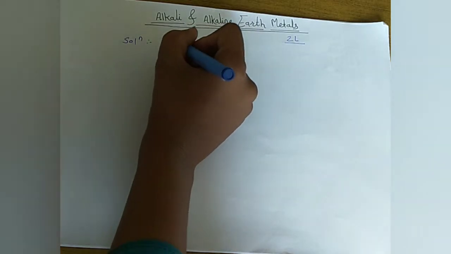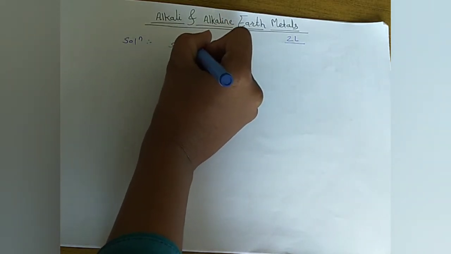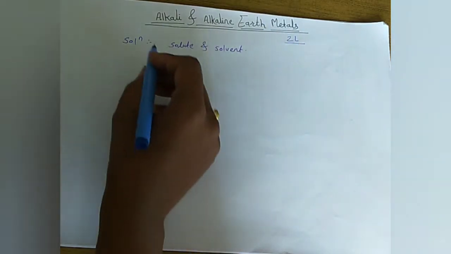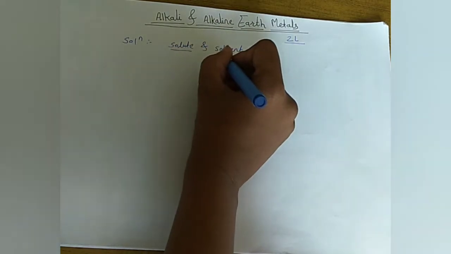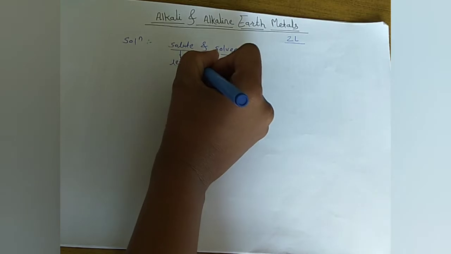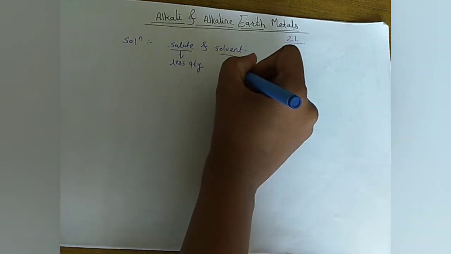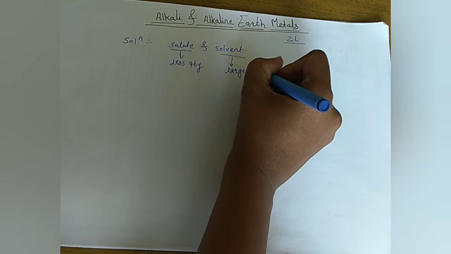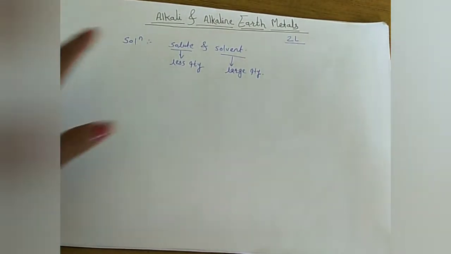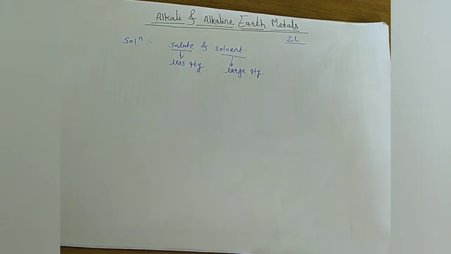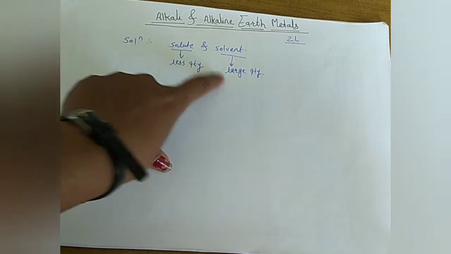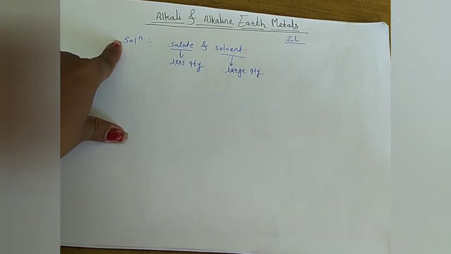Solution is nothing but the combination of solute and solvent. So in this particular point, solute and solvent means what? Solute is the less quantity and solvent is the large quantity. Generally, most of the people think that solute means a solid part, but it is not such, because solute is a less quantity and solvent is the large quantity in any solution.